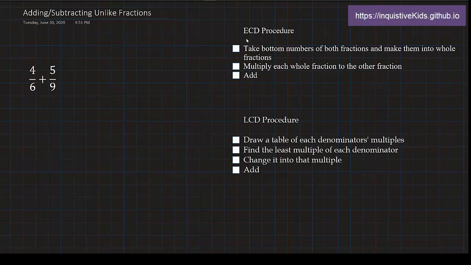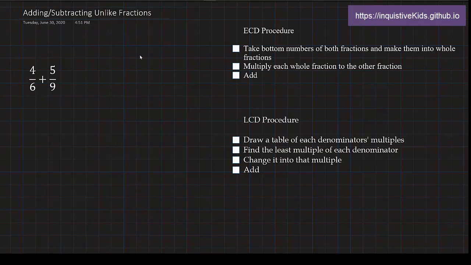There are actually two different procedures for this. Let's first look at the ECD procedure, which, as you could also say, is easiest common denominator. Using the ECD procedure, we first have to take the bottom numbers of both fractions and make them into whole fractions.